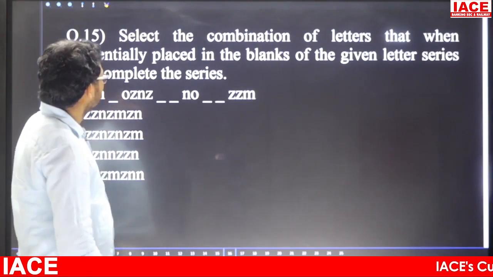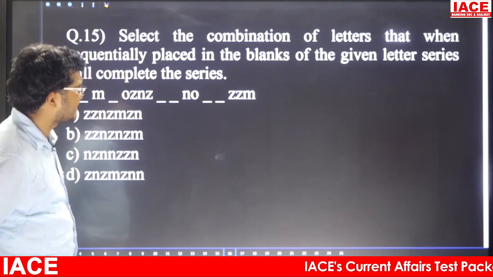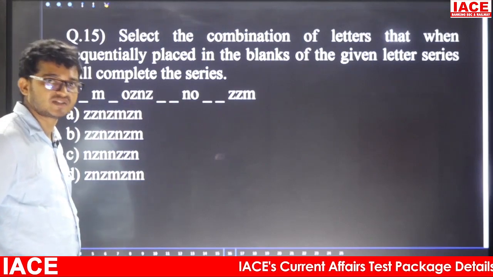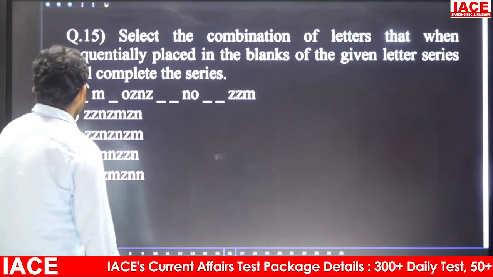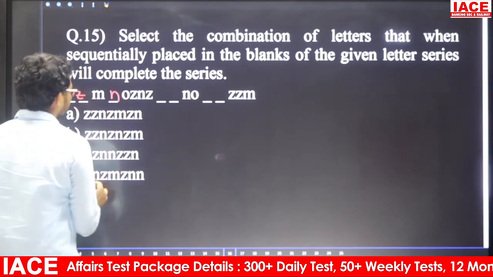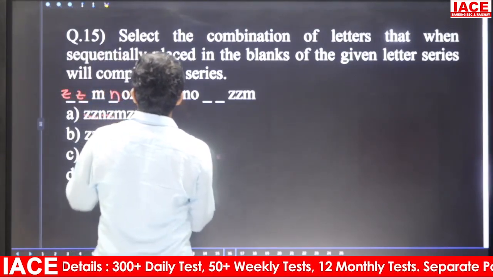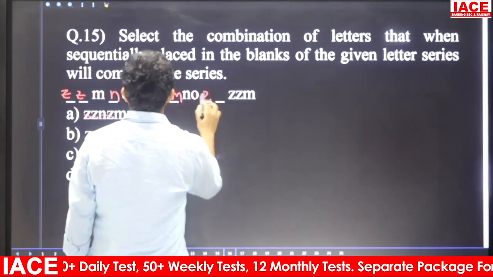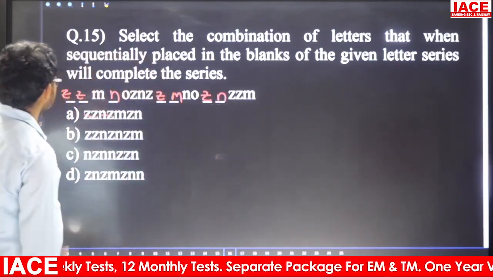Question number 15. Select the combination of letters that when sequentially placed in the blanks of the given letter series will complete the series. Friends, for this type of question, simply go through the options. Suppose we substitute the option: Z, Z, next N, next Z, Z, Z, next one is what? N, Z, next one is what? M, Z, N.